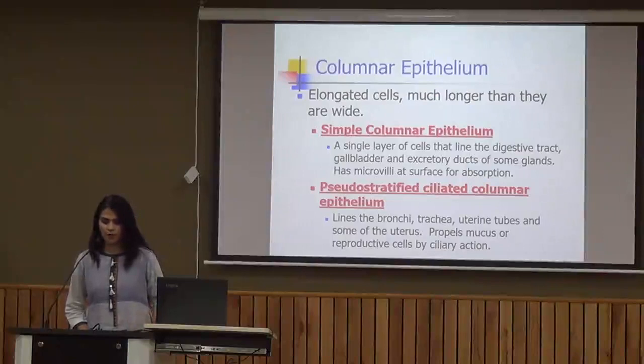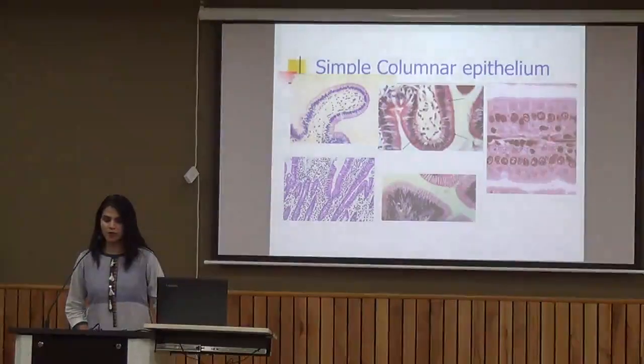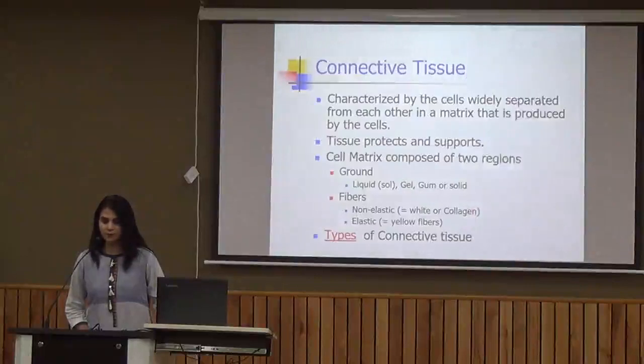Apart from that, it is also present in some parts of the uterus, and the cilia propel the mucus or reproductive cells by ciliary action. So these are the various diagrams of simple columnar epithelium. Now this was about epithelial tissue.